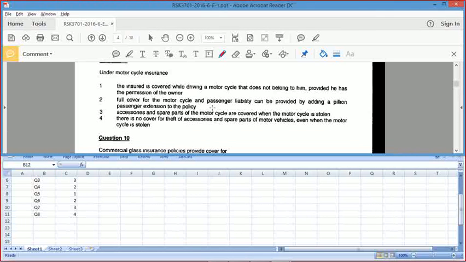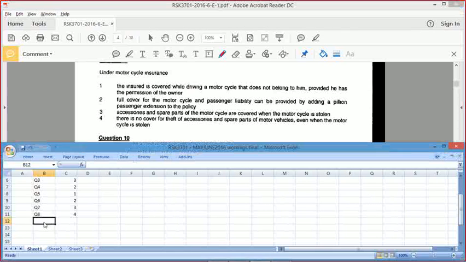Under motorcycle insurance, the insured is covered while driving a motorcycle that does not belong to him. No, that's out. Full cover for the motorcycle and passenger liability can be provided by adding a pillion passenger extension to the policy. Can you remember that pillion thing was about the passenger? Accessories and spare parts of the motorcycle covered when the motorcycle is stolen? No. There is no cover for theft of accessories and spare parts of motor vehicles, even when the motorcycle is stolen. That wouldn't fall under the actual contract.